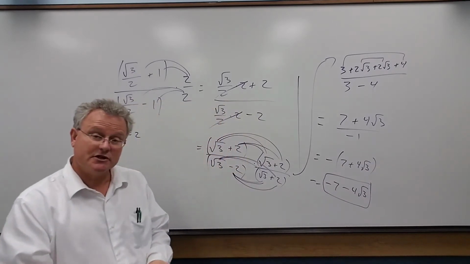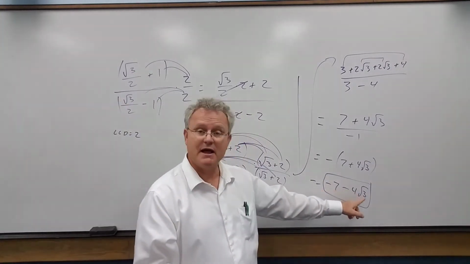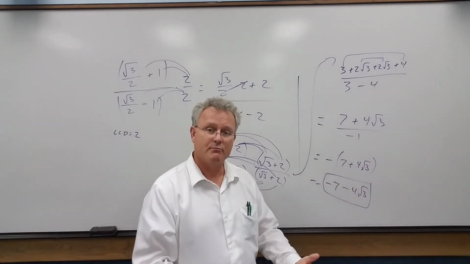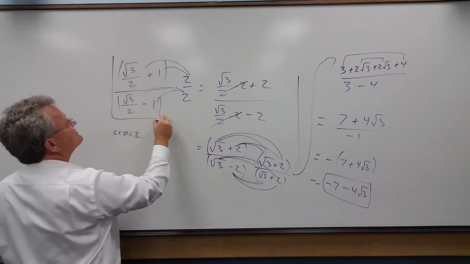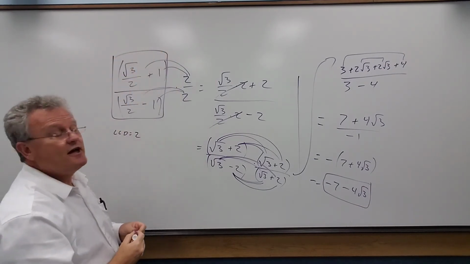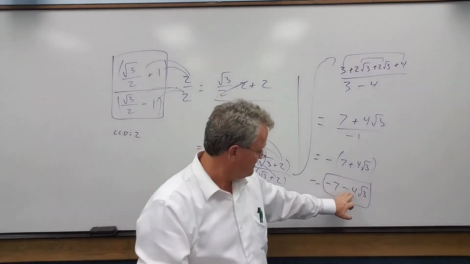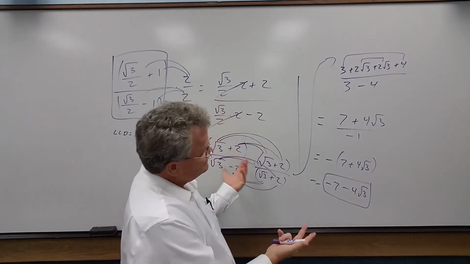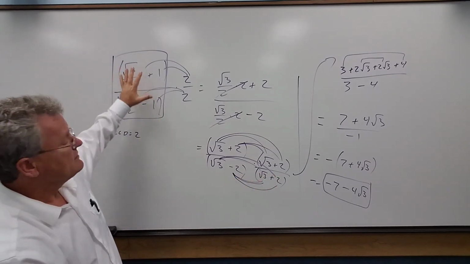Now it's kind of interesting, if you get out your calculator and type this in, minus 7 minus 4 times root 3, press enter, see what you get. Then type this into your calculator. This is a little harder, but if you plug that into your calculator, you're going to get the exact same number as plugging that in. These are the same thing, yeah? That's just the simplified form of this.